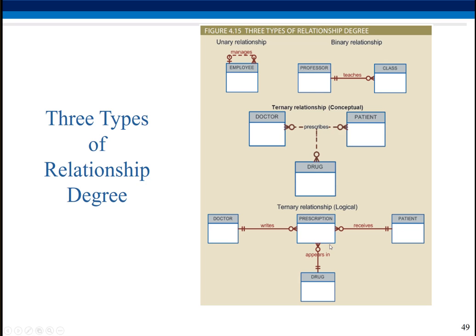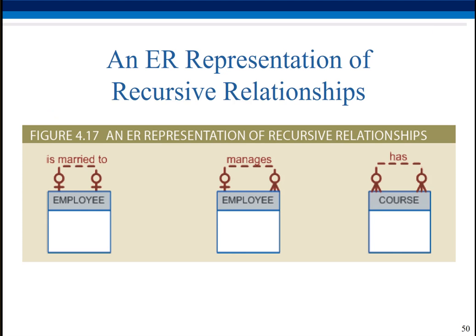So do not get too hung up on ternary relationships. They're there for you to understand. In this class, we're probably not going to use them, but I want you to understand how they work. Another example over here. And then recursive relationships, which is right over here. It's unary.